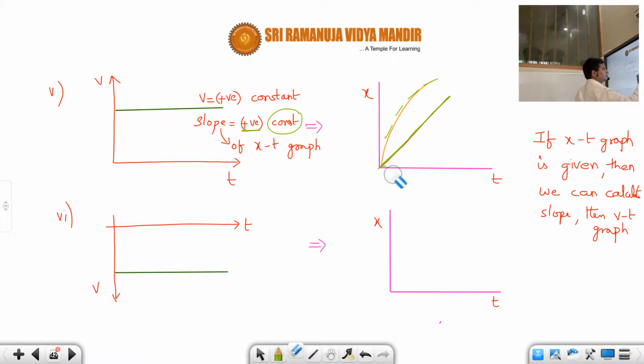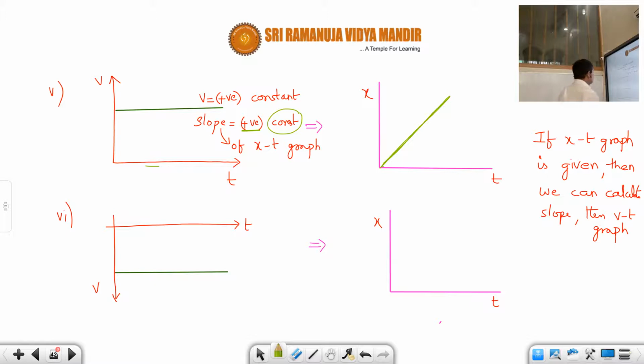Okay, the correct graph for XT is this one. So this is the shape of the XT graph. Or otherwise just think about it. If XT graph is given like this, what will be the shape of VT graph, students? Now you are calculating the slope of this XT graph. Slope is positive and also constant. Just think from XT to VT, then also it will be very easy. So always remember from XT to VT, because slope of XT is VT.